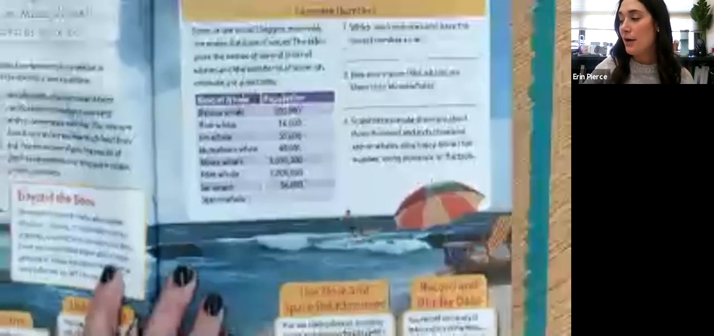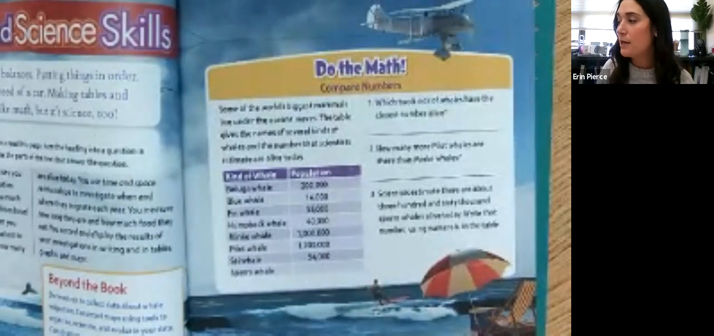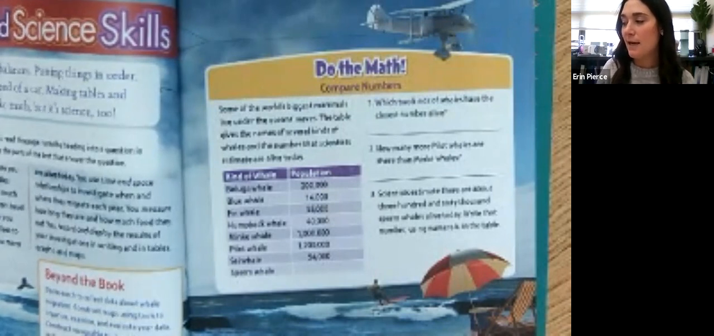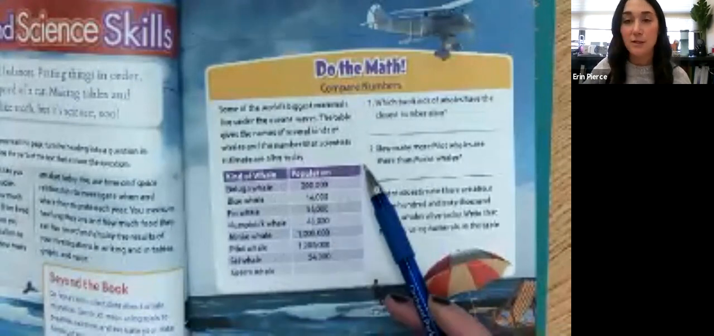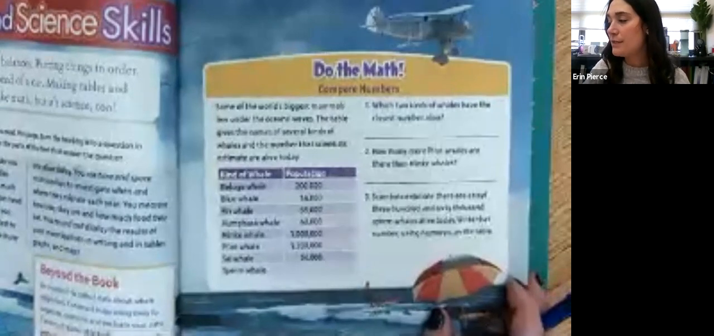Alrighty, let's go ahead and do the math, looking at what is in our table. Some of the world's biggest mammals live under the ocean's waves. The table gives the names of several kinds of whales and the number that scientists estimate are alive today. We have different types of whales on the left, and we have their population on the right. Which 2 kinds of whales have the closest number alive?